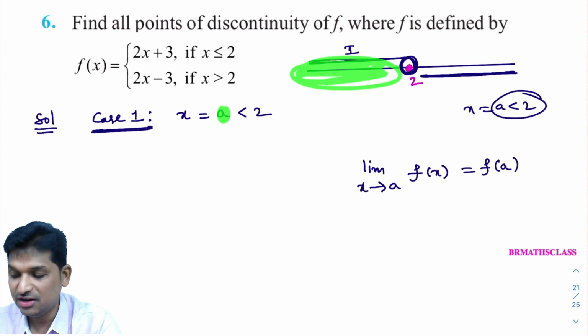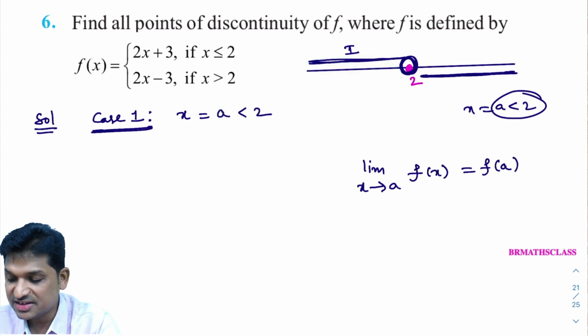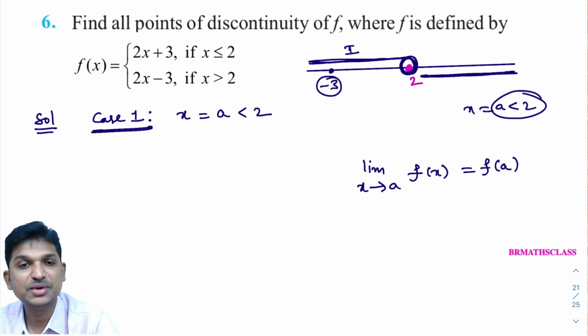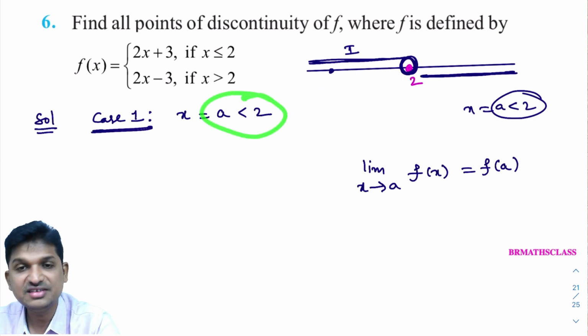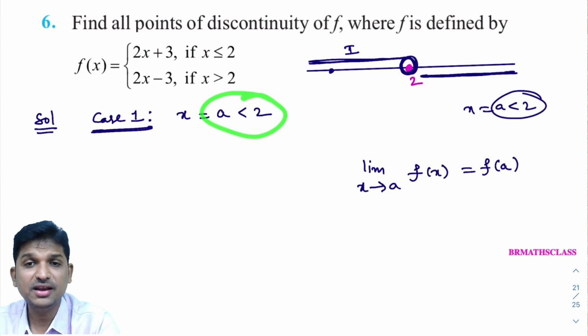What is a? A value is less than 2. What I can consider here a value? Can I consider a value as minus 3? Yes, you can consider. A value is minus 3 because minus 3 is less than 2. Listen, this is not so easy to explain. I hope you will understand.